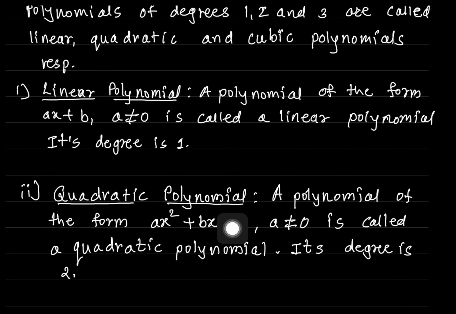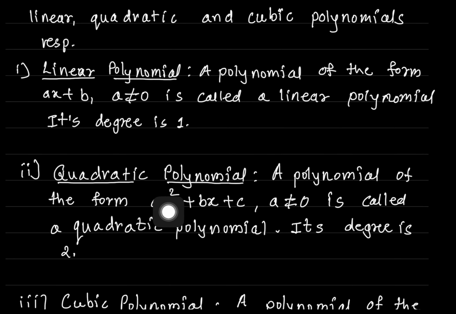Now the second one is quadratic polynomial. A polynomial of the form ax square plus bx plus c, where a is not equal to 0. If a equals 0, then the first term will become 0, and then it will not be a quadratic polynomial. Only bx will remain, and then we can't call it a quadratic; it would be a linear polynomial. So the condition a not equal to 0 is given.